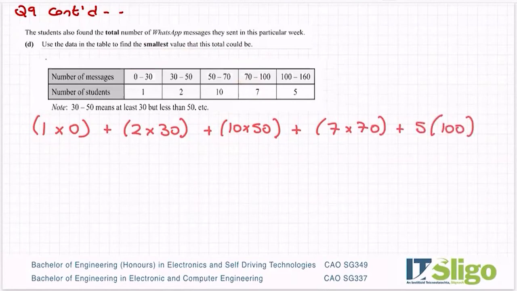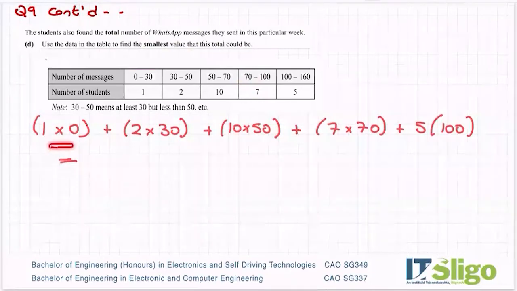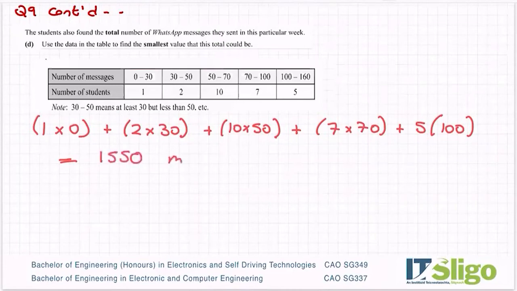Okay, and it didn't ask us for a mean, it just asked us for the total number of WhatsApp messages. So that's what we put in. So 2 by 30 is 60. Well, he's going to be 0. 2 by 30 is 60. He's going to be 500 plus 7 by 70 plus 500. So I'm getting 1550 messages.